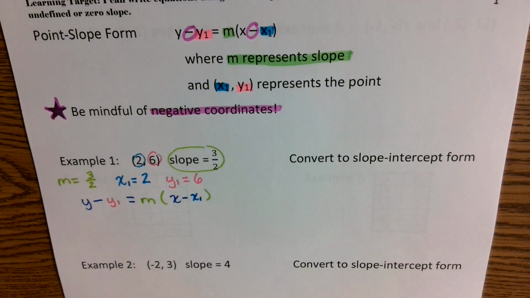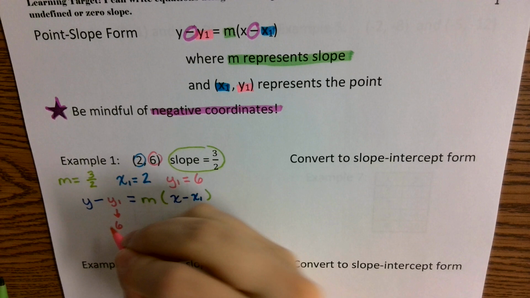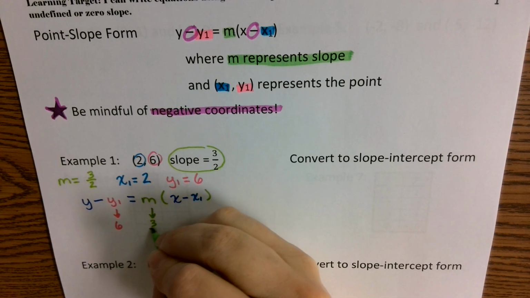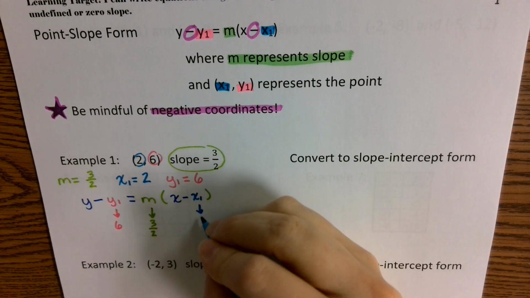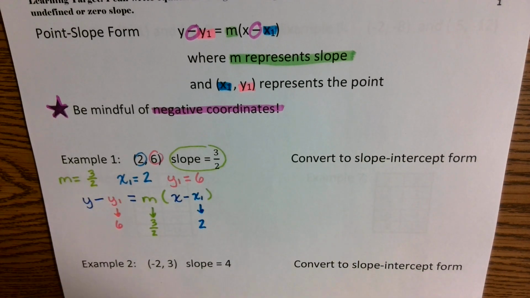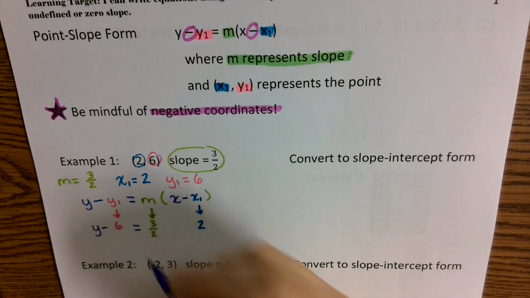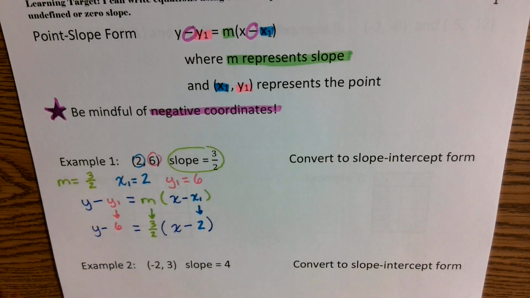Okay, so I'm just going to replace the information that I happen to know. I know that the y1 value is a 6. I know that the m value is 3/2. And I know my x1 value is a 2. And so then I just write everything in. I have y minus 6 is equal to 3/2 times the quantity x minus 2. And that's my point slope form.